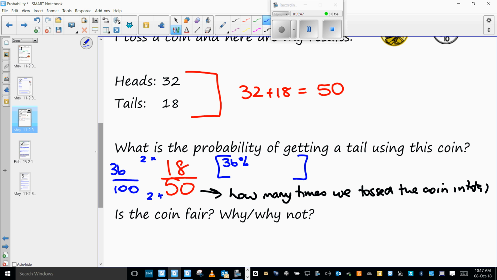All right, so that's our answer, 18 over 50. We don't need to simplify it because it's a probability topic. Any other topic with fractions we would have to, but probability is the one time we don't.